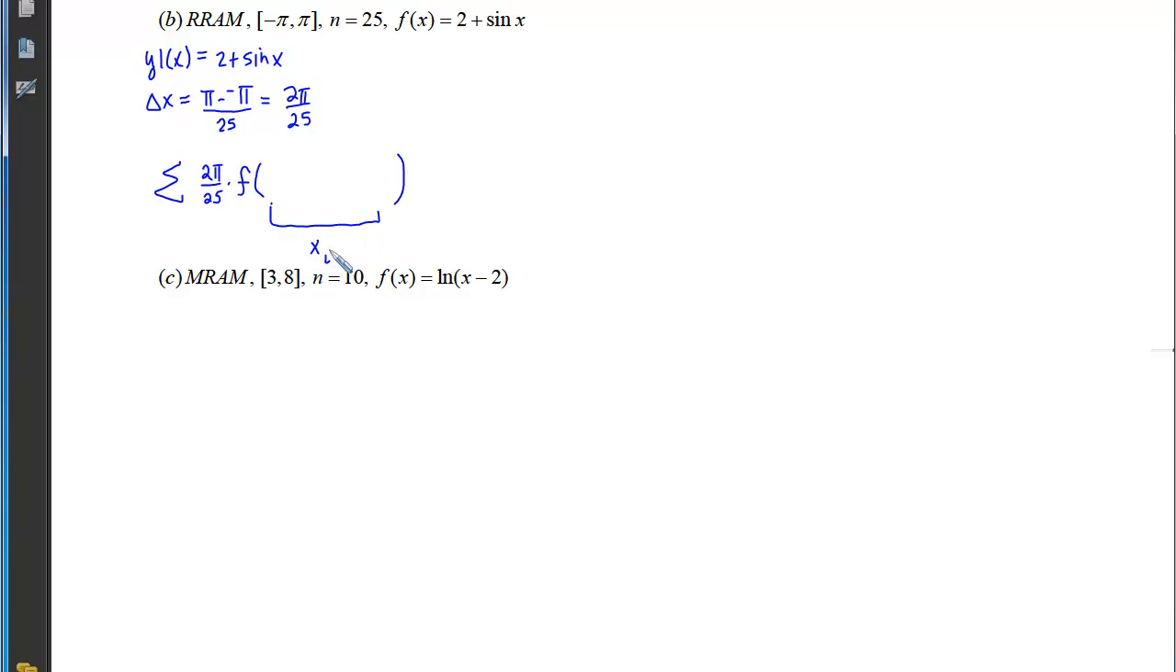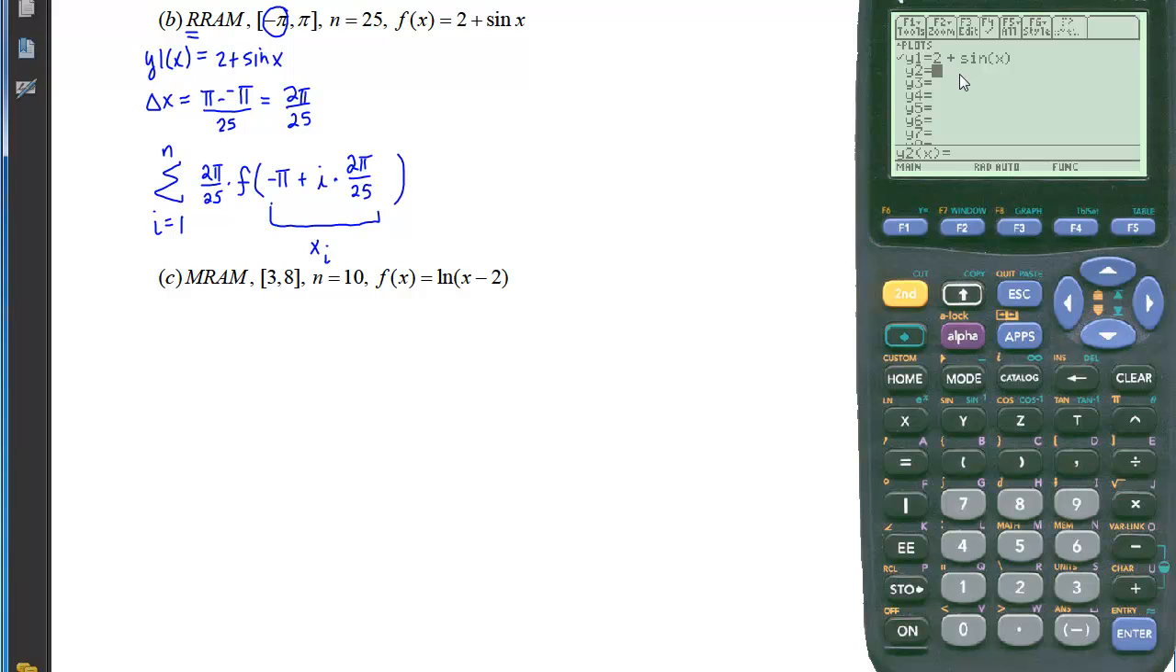And our x sub i's, because we're doing right edges, it's an RRAM, that i is going to start at 1 and end at n. And x sub i for any i will be our a, which is negative pi, plus multiples of our delta x. So now our job is to put this into the calculator by storing f into y1. So pull out your calculator. Notice that I have 2 plus sine of x in y1, and I'm in radian mode.